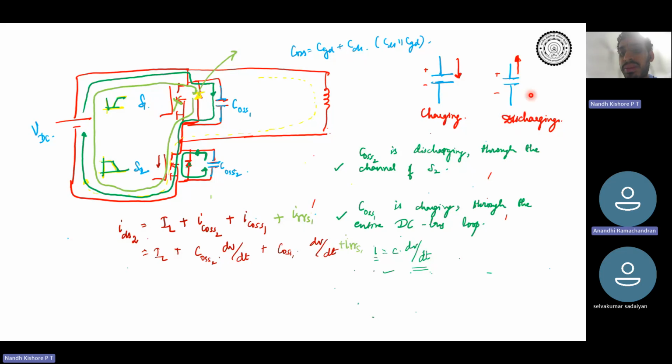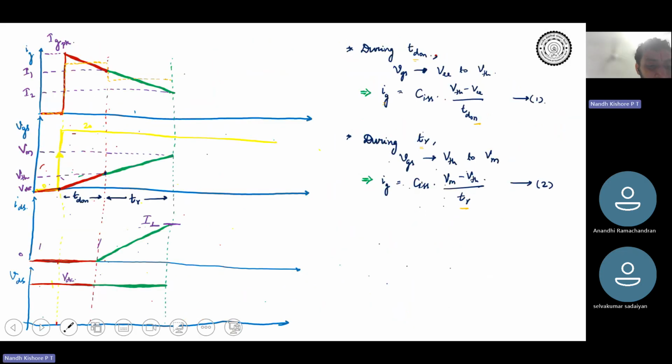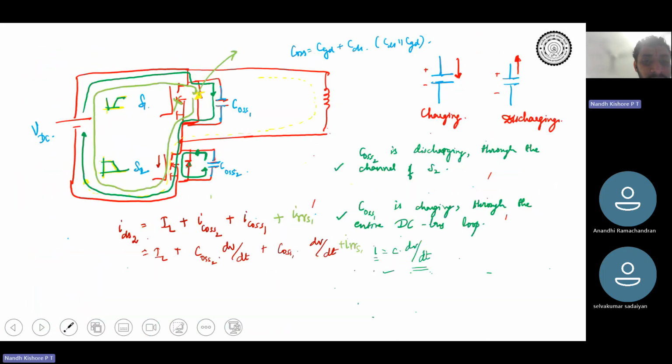With this convention established, initially the capacitor COSS2 across the device was charged to VDC. Now it has to discharge, so you have to take away charge from COSS2. And that is when we said that it would flow through the channel itself. COSS2 would discharge through the channel.